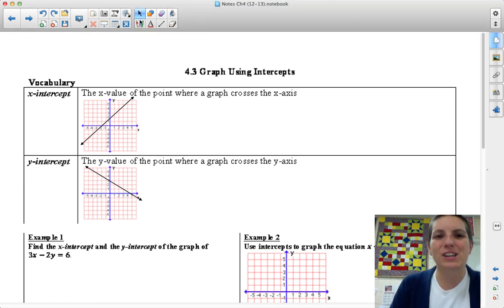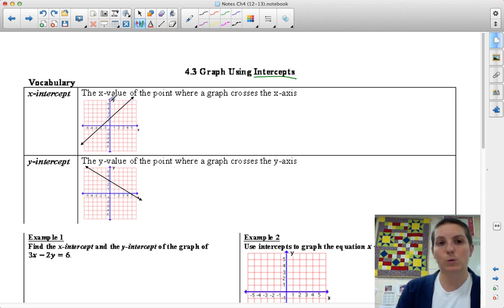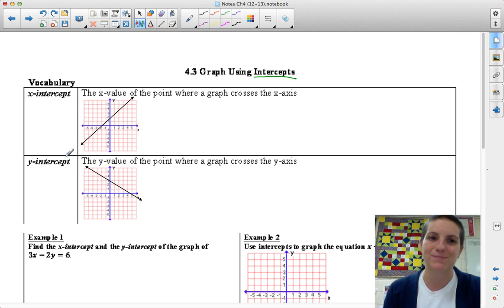All right, let's go ahead and talk about section 4.3. In section 4.3, we're talking about graphing using intercepts. When we talk about intercepts, in mathematics, we're talking about where graphs cross either the x-axis or the y-axis, and we call them the x-intercept and the y-intercept.